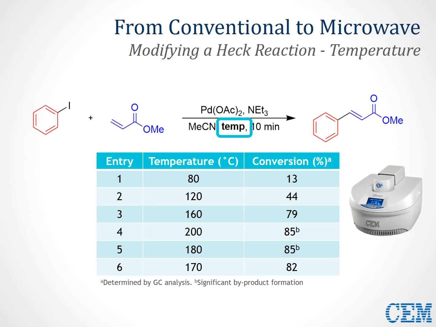temperature is increasing. However, when we got to 200 degrees Celsius, the conversion increased to 85%, but we did see a significant amount of byproduct. So we reduced it down to 180, seeing similar results, and backing it back down to 170, we saw that high level of conversion with minimal byproduct formation at about 82%.